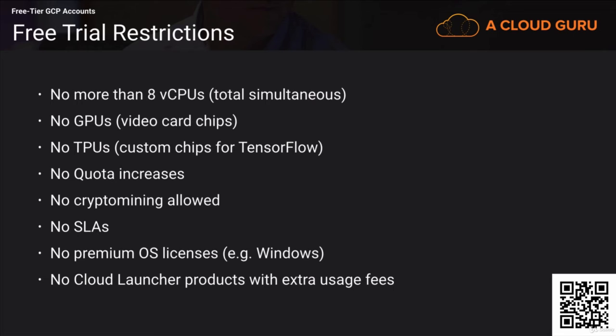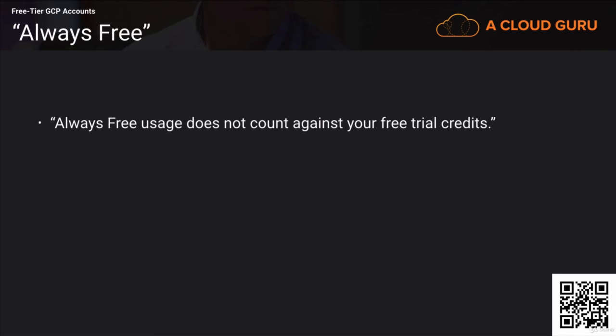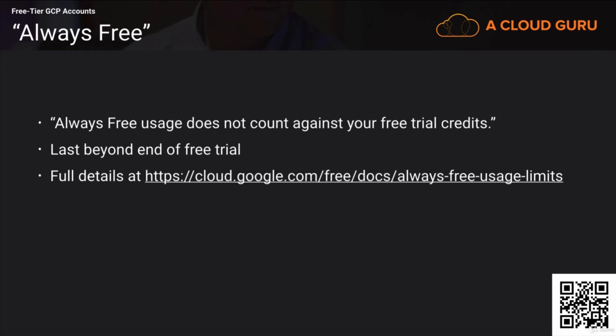The next component to a free tier GCP account, though, is the Always Free. Always Free is a certain amount of different services that you can use without having to pay for it. And it's kind of nice that Always Free usage doesn't even count against your free trial credits. So that means your $300 will last even longer. Also, as you might guess from its name, this lasts beyond the end of the free trial period, which is really nice. Now, the Google documentation has a lot more detail about the specific limits for each service, but I'm going to go through just a few highlights here. But don't worry at all about trying to remember all of these limits.